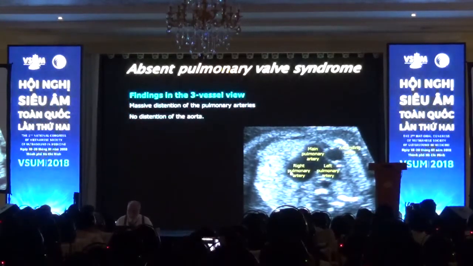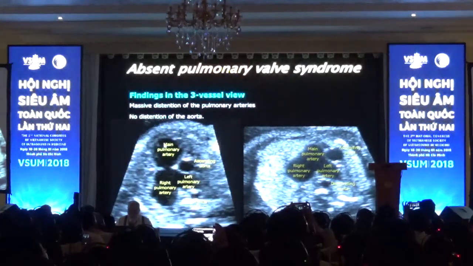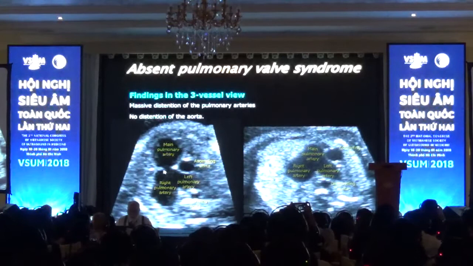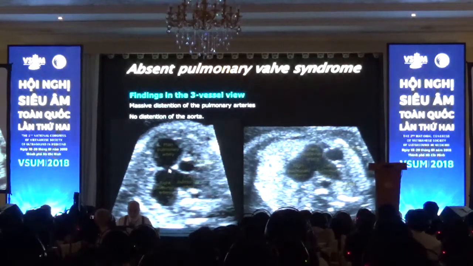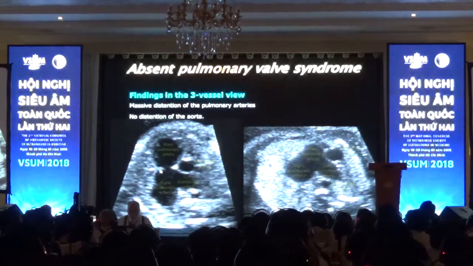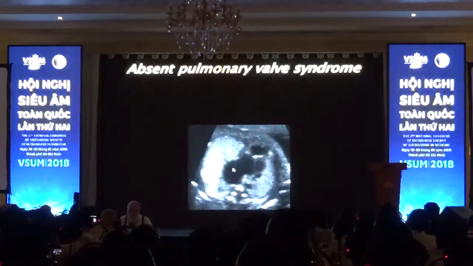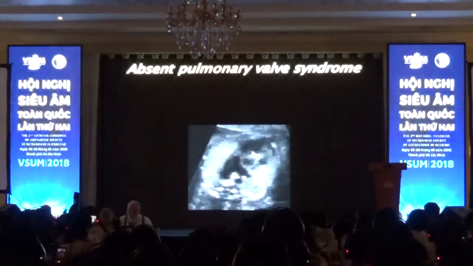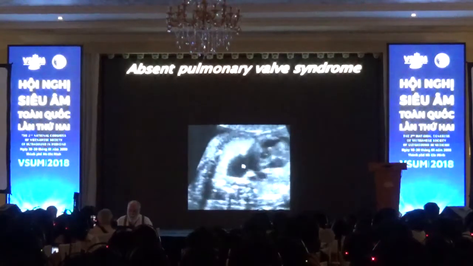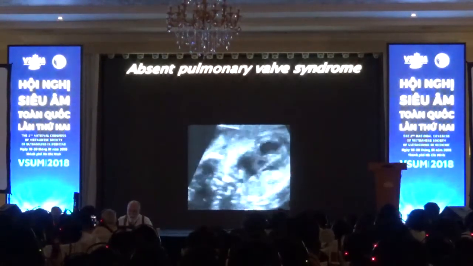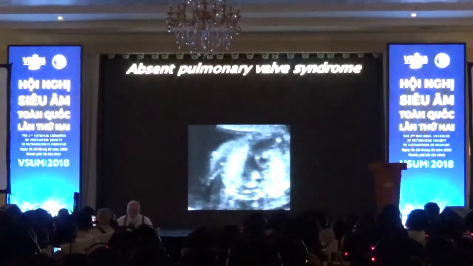And here you can see the main pulmonary. This is the right pulmonary, this is left pulmonary, and you see the pulmonary valve here, which, although it is called absent pulmonary valve, it is present, it's just completely incompetent and failed to develop properly. So this is an example. You see the four-chamber, you see the right outflow tract, and you see these massively distended pulmonary arteries branching into the lung.